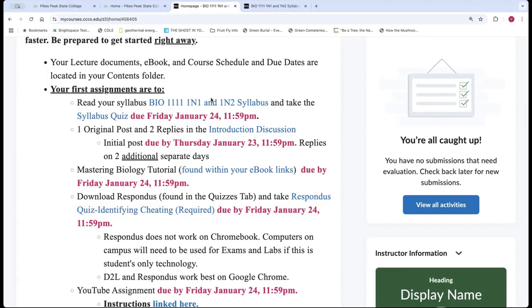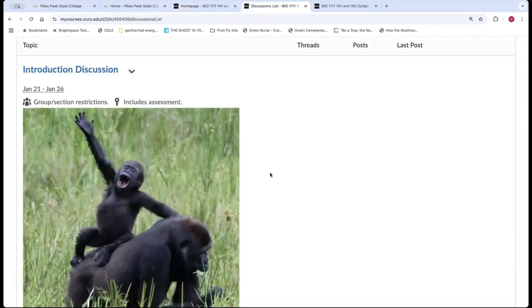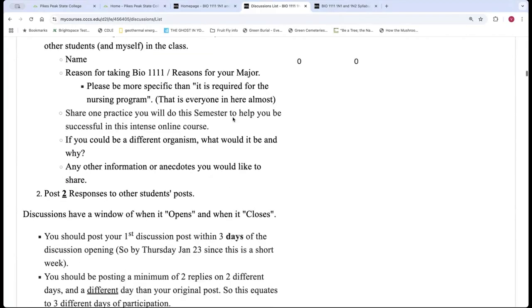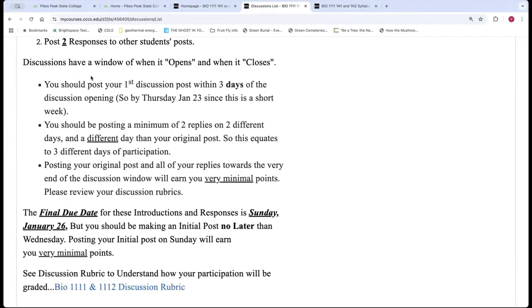Your first week's discussion, introduce yourself. Here's your discussion right here, intro discussion. It's very specific on what I ask you to do. Your discussions have a window. They open on Monday of the week that they're assigned, and it will close on Sunday of the week that it's assigned.